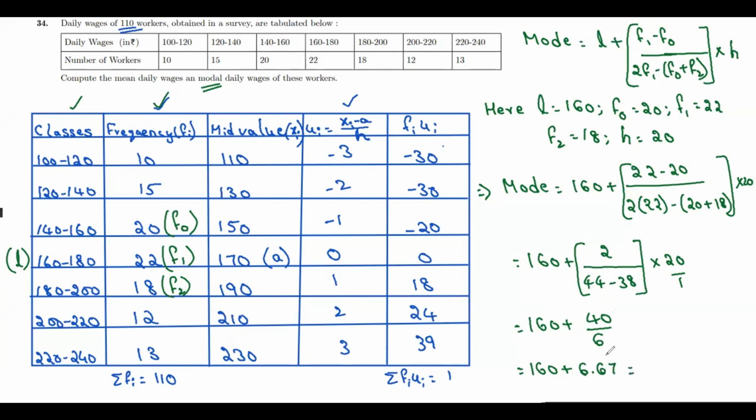So altogether 160 plus 6.67 is 166.67. Therefore, the conclusion must be: modal daily wages is equal to 166.67 rupees. Simple. We must write units for that: rupees. 166.67. That's it.